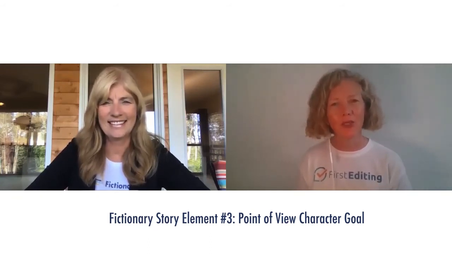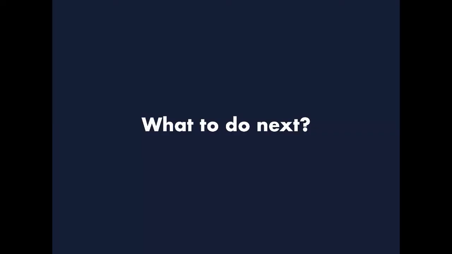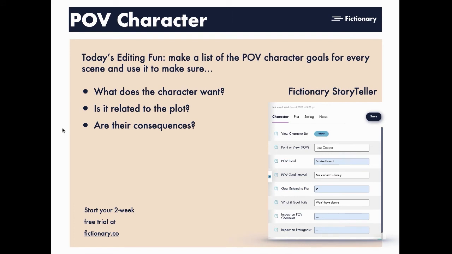So what can you do next to tell a powerful story? Last week, you listed the point of view characters for every scene. Well, today's editing fun is to make a list of the point of view character goals for every scene. So remember, this is just what does the point of view character want for that scene? Is it related to the plot? And are there consequences? So these are the big things to look at.